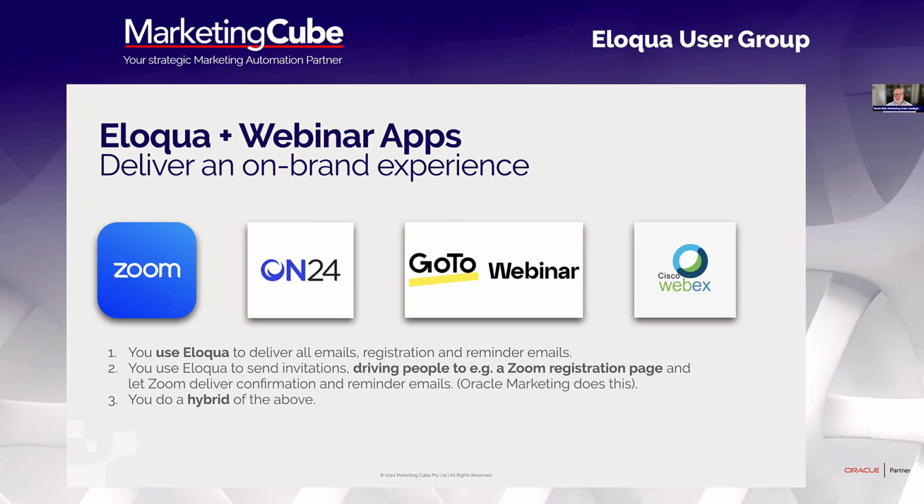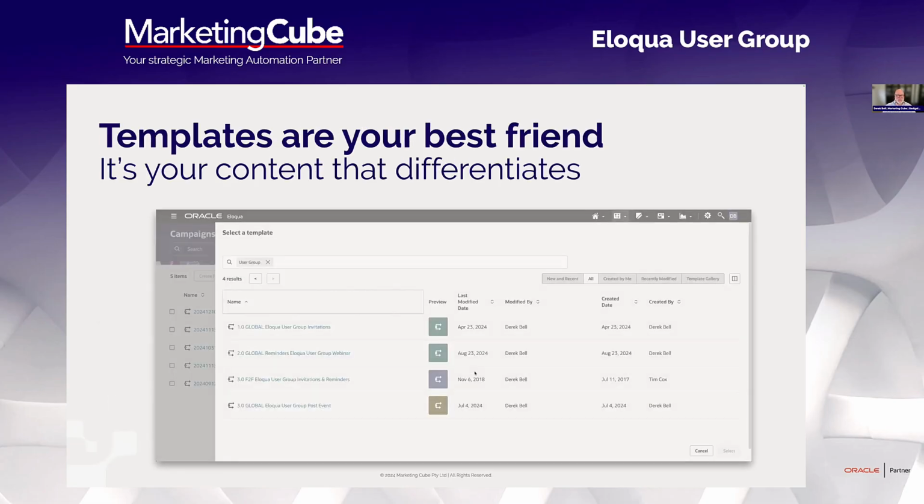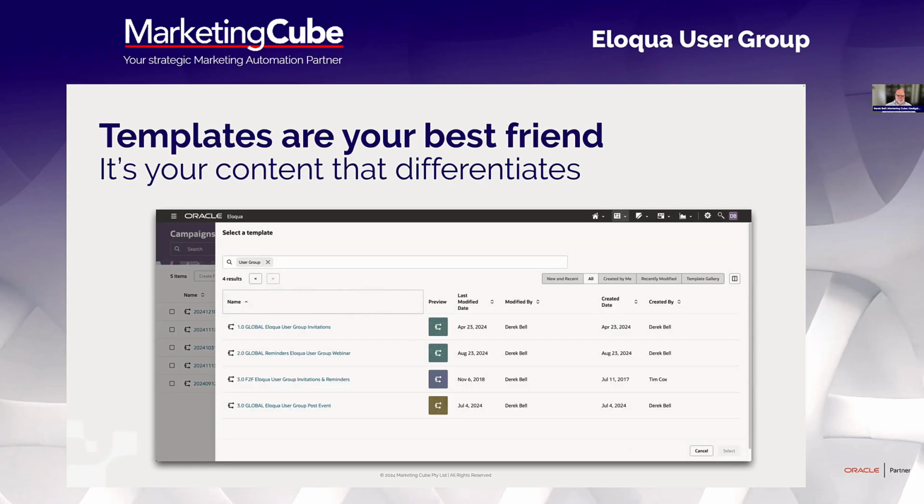So if you've got a meeting that's maybe a little bit more formal that you are doing through Zoom, that you'd like to have a registration process for, well, you can use Eloqua and Zoom together to manage that process for you. So that makes it easier, but it's made super easy if we use templates. So templates really are your best friend.